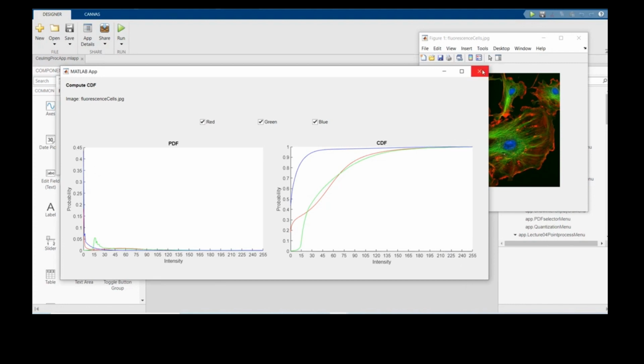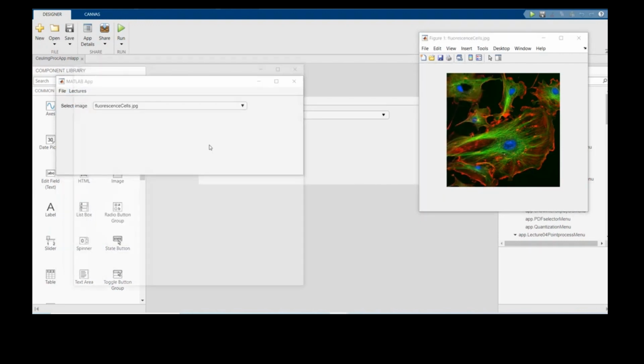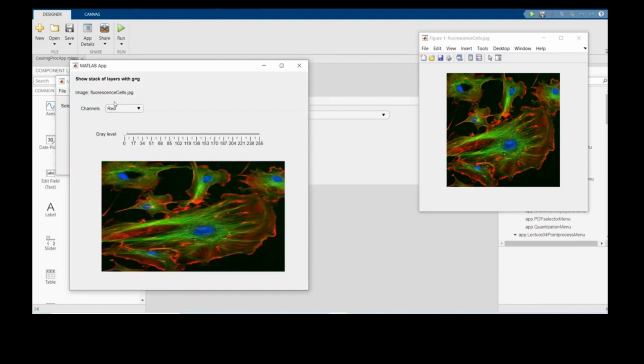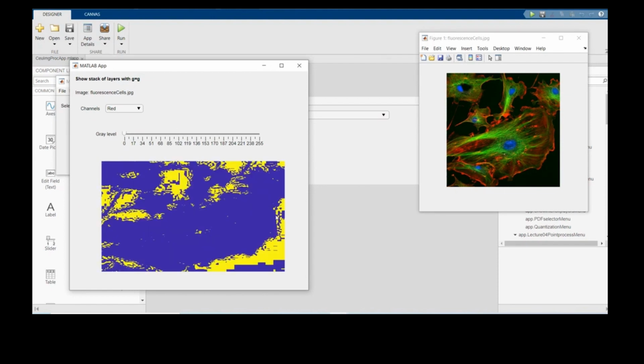Okay, then what else do we have? We can show intensity layers. For instance, let's say that I want to show for the red channel which are the pixels that have a value, I don't know, 101 or 100, whatever it is. So all these pixels in the red channel have this value. What are the values? 0. All these pixels are at 0, exactly 0. This is also black or dark, but it is not strictly 0, you see.